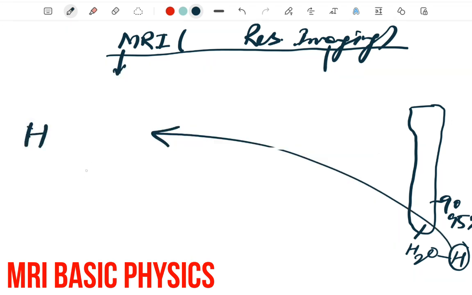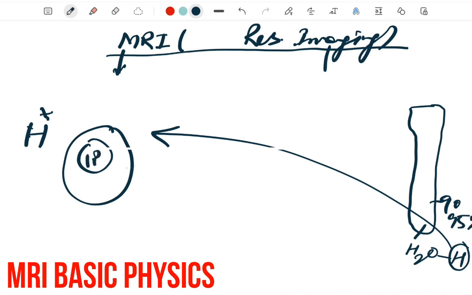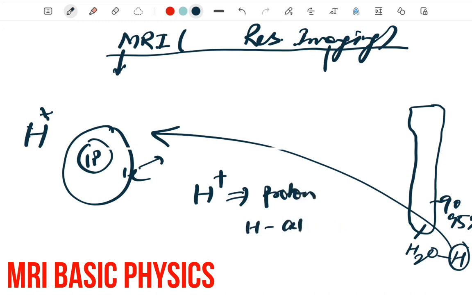And for the hydrogen atom, in some MRI books, you will see the text written as proton, hydrogen atom, hydrogen molecules. So all are the same. Proton means H plus, meaning in the nucleus there is one proton and one electron. If we remove this electron, this atom becomes H plus. So H plus means proton, or hydrogen atom, all are the same.